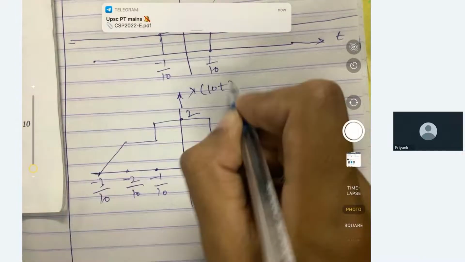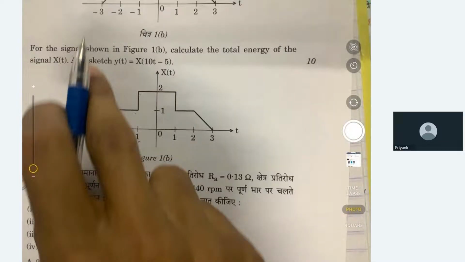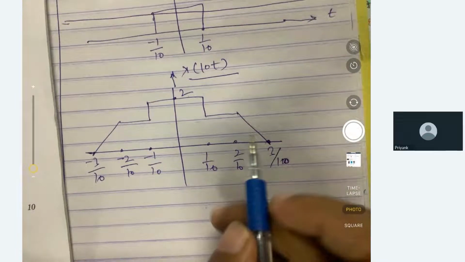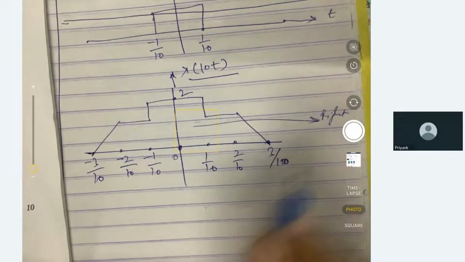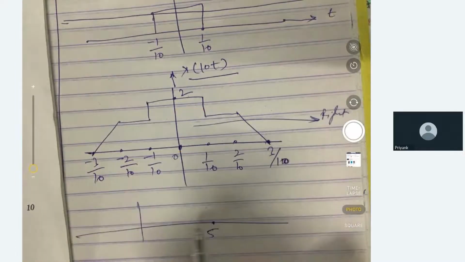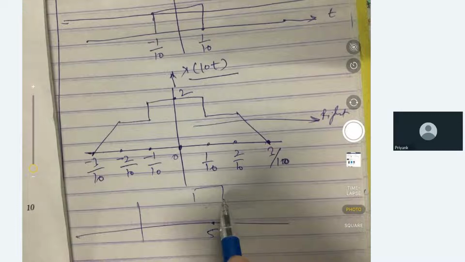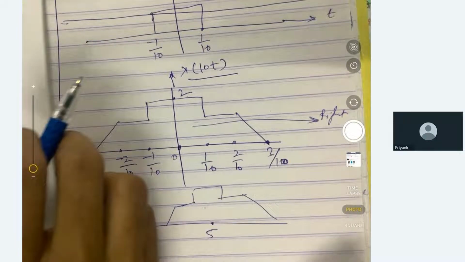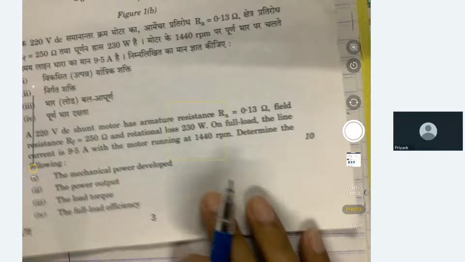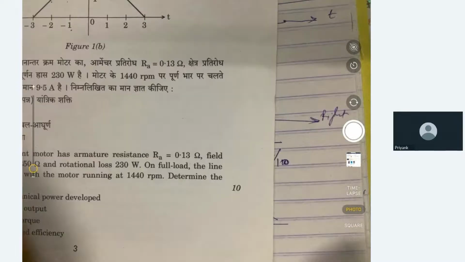Now we need to shift the signal toward the right. The zero point has to be shifted toward the right side, so after shifting, the whole signal will go here at 5, and we need to sketch at 5. This is very easy. They are giving 10 marks for it. Now I'm coming to the third question. The third question is also very easy, from DC shunt motor.